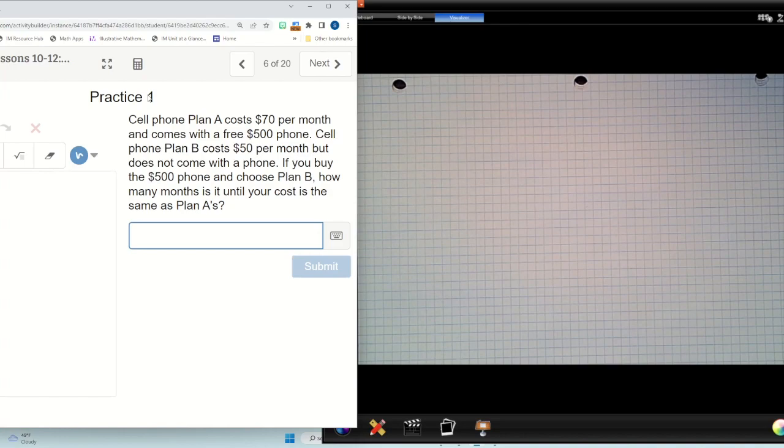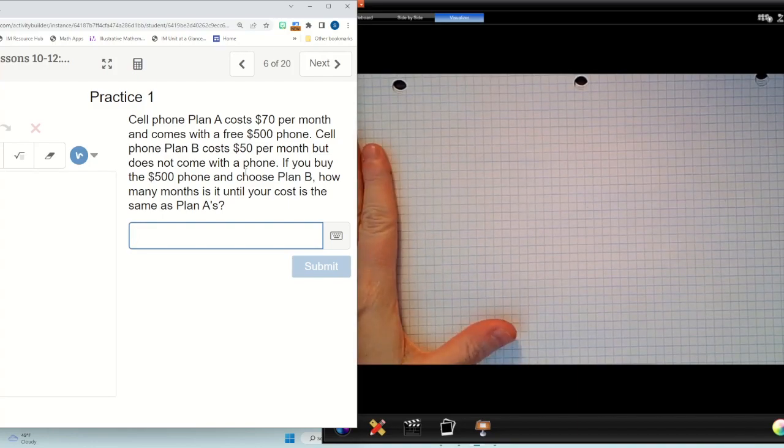So we have a cell phone plan that costs $70 per month and comes with a free phone. So $0. You don't have to pay for the $500 phone. Cell phone plan B costs $50 per month but does not come with a phone. Okay? You have to buy the phone. If you have to buy the $500 phone, which phone plan will you choose?